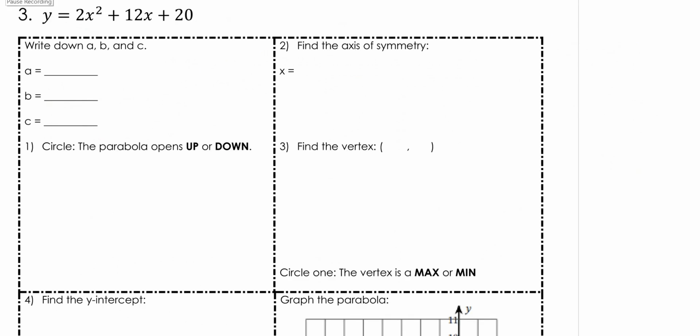Number 3, y equals 2x squared plus 12x plus 20. Write down A, B, and C. Positive 2, positive 12, positive 20. Snazzing it up with a different color pen. All right, the question is, does this parabola open up or down? Remember, to figure that out, all you care about is A. A is positive, so that means it opens up. It's a regular U-shaped parabola.